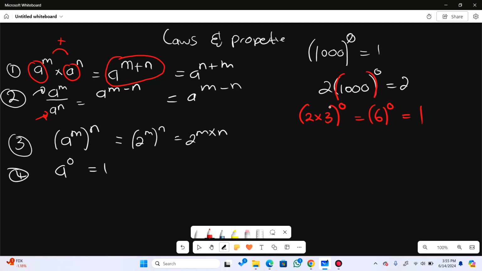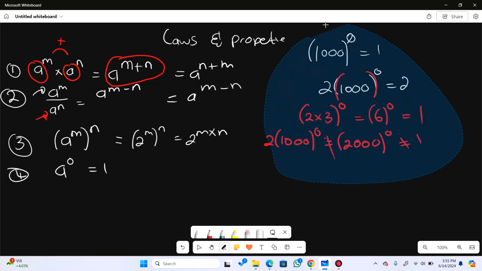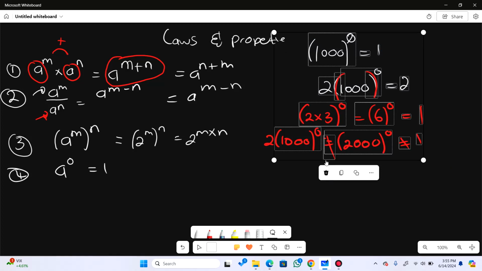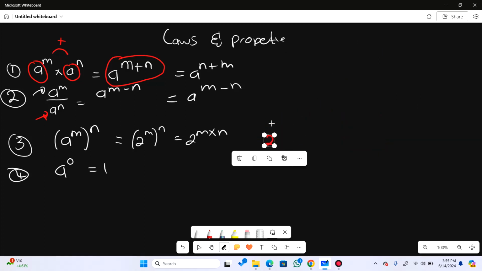So just like this one here, when we have 2 times 1000 raised to the power 0, we cannot say this is 2000 raised to the power 0 being equal to 1, right? So these are the common mistakes that many students make. Please take note of these mistakes.